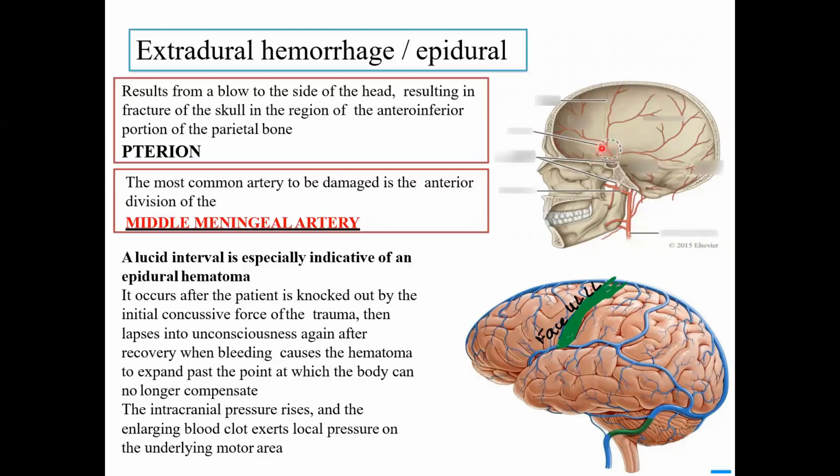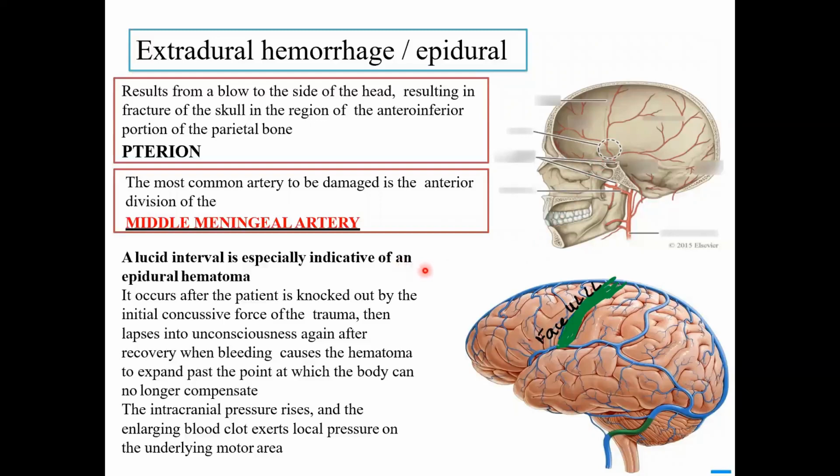Once the rupture occurs, there will be collection of blood between the dura mater and the skull bones. This type of hematoma usually occurs in young persons, where the dura can be easily stripped from the skull bones. In older persons, due to adhesions between the bone and the dura, it cannot be easily stripped. Now, in this type of hematoma, the diagnostic feature is the presence of a lucid interval.